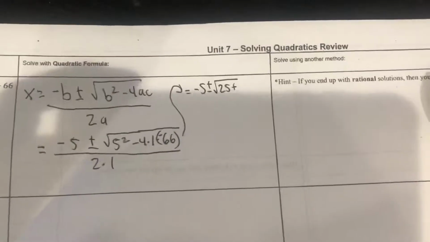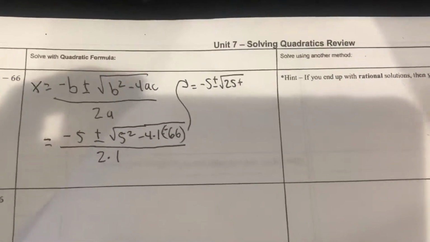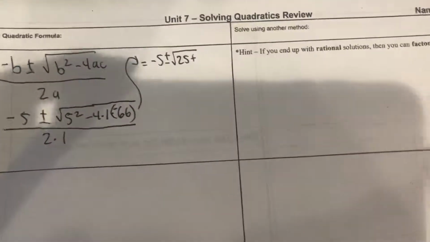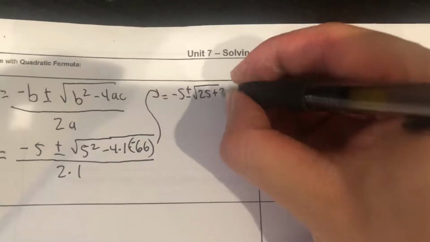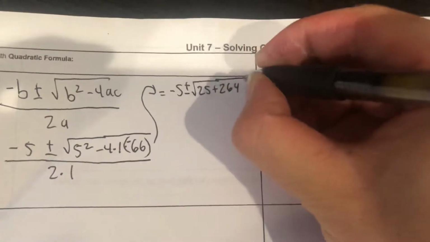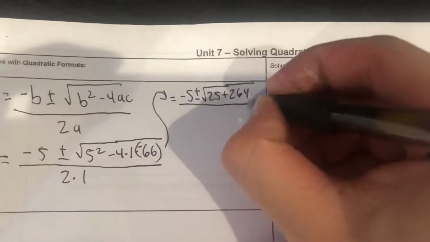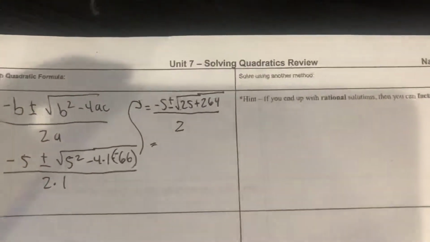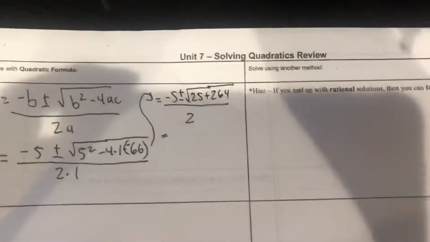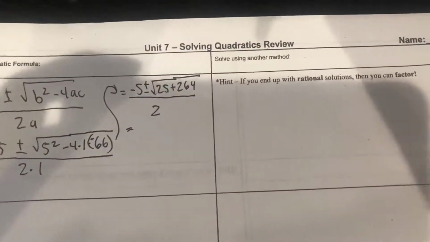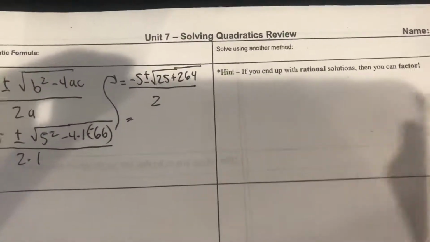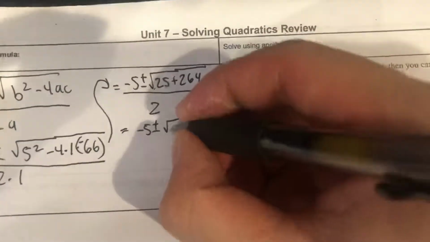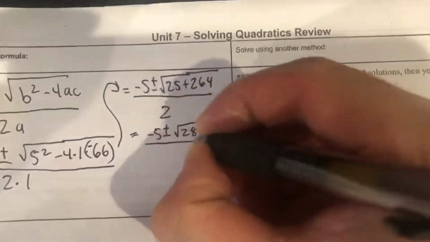I'm going to use a calculator. 264, all divided by 2. So simplifying the inside, 25 plus 264 gives me 289. So negative 5 plus and minus the square root of 289 over 2.